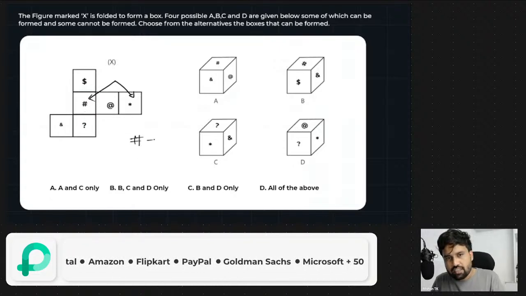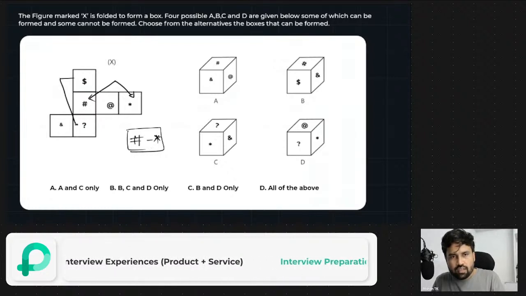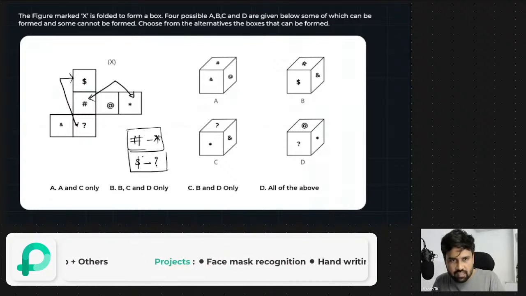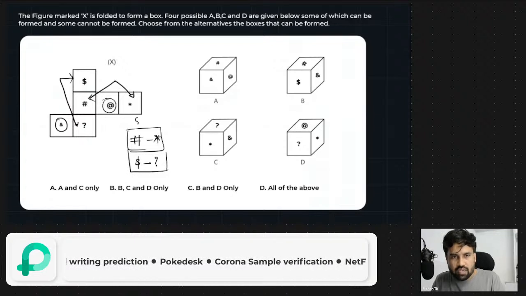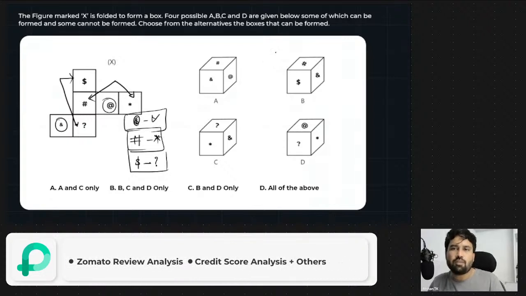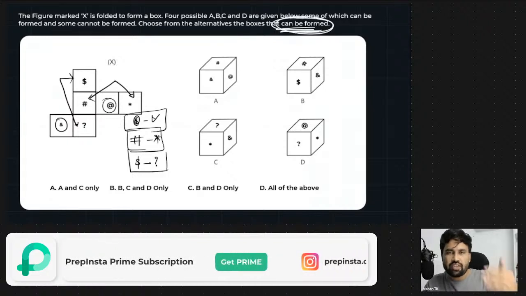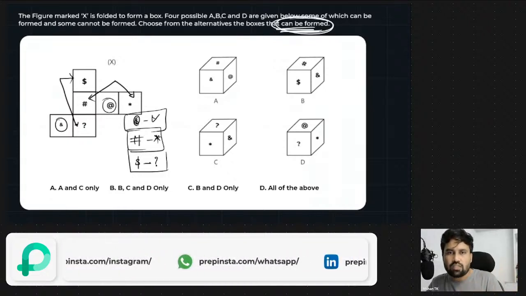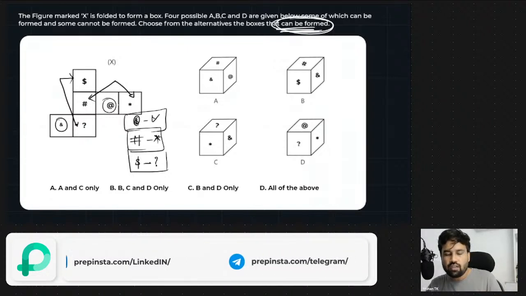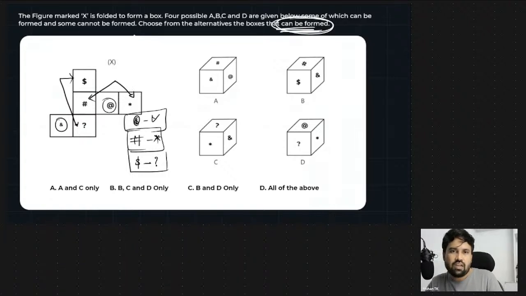Hash is opposite to star and dollar is opposite to question mark. So if we have two matches, the last remaining will be opposite, that is at the rate is opposite to ampersand. So what is the question about? See, choose which can be formed. Even I am not reading the data. Why? Because you are already habituated to this. They have given some unfolded two-dimensional sheet and you have to fold it, you will get the three-dimensional shape. But here they want to ask, choose from the alternative boxes that can be formed.